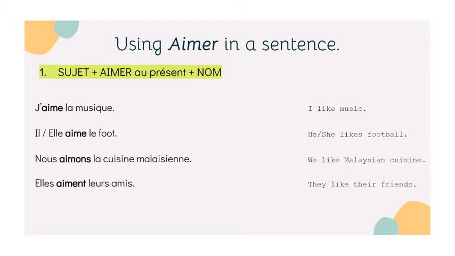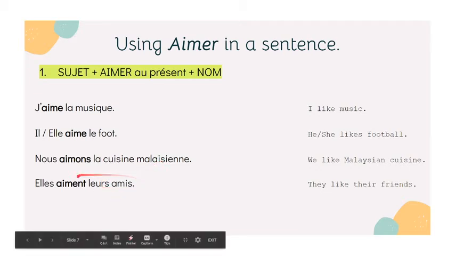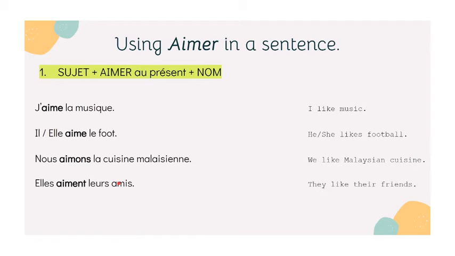So kat sini kita ada belajar sujet, kata ganti nama diri. Saya selalu silap sebut benda ni. Okay, sujet plus aimer au présent, meaning the verb aimer in present tense, tambah nom. Nom is noun, like music, the food, la cuisine malaisienne, ataupun leurs amis, kawan-kawan.